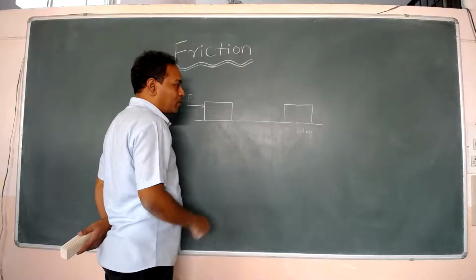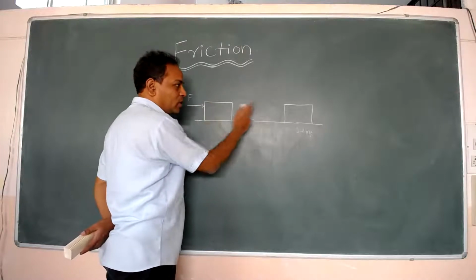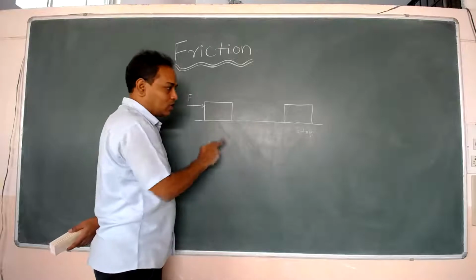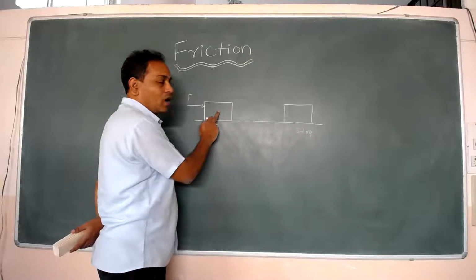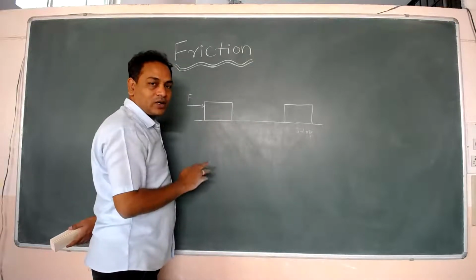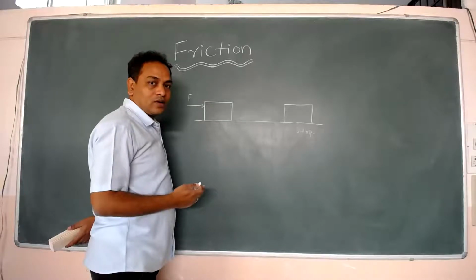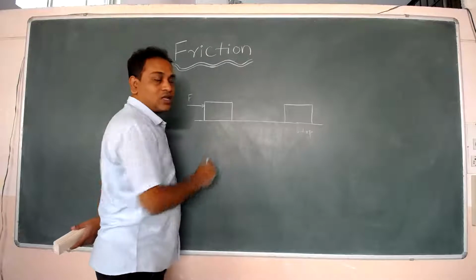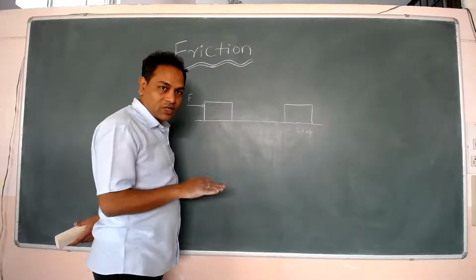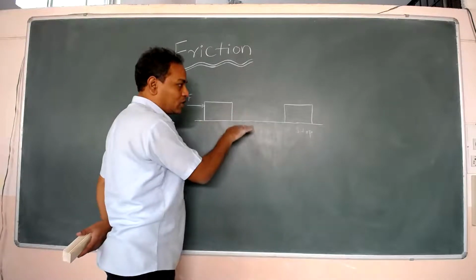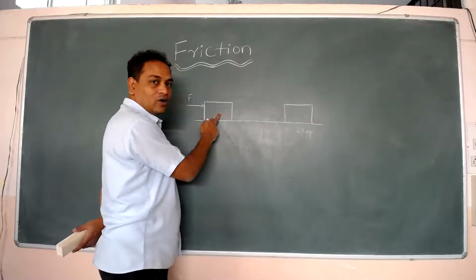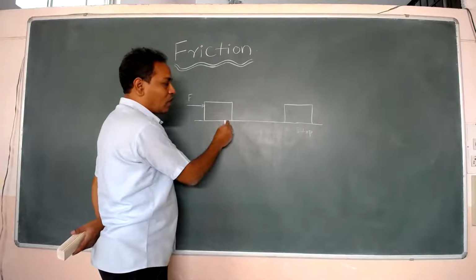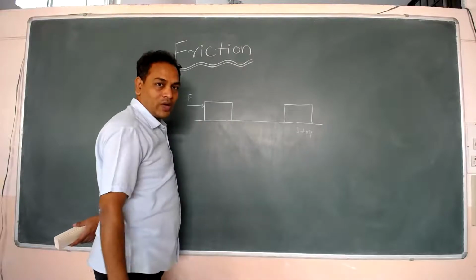That means what will happen? As the body moves from here to here, its velocity keeps on decreasing. That means retardation takes place. Retardation means deceleration, which means its velocity keeps on decreasing. Why does this decrease in acceleration take place? Because an opposing force is said to be active in the opposite direction.